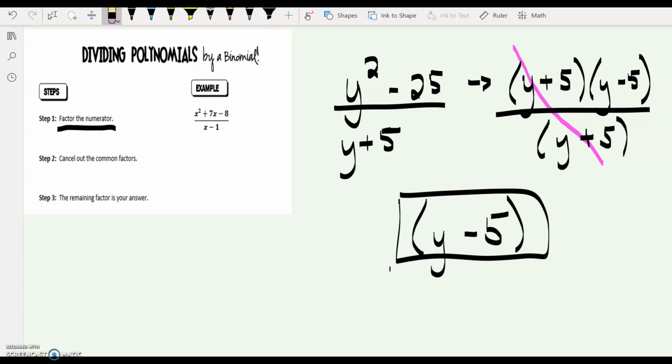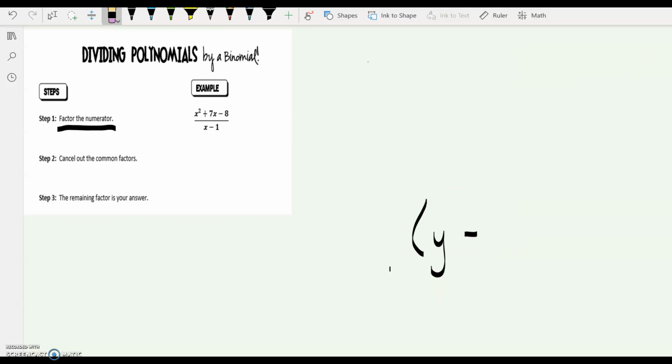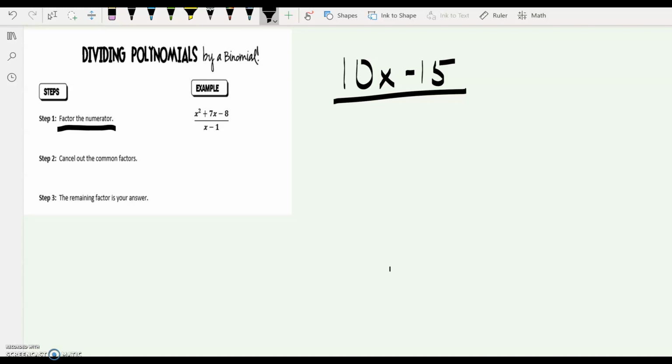Okay. Again, I will do quite a few more examples with different factoring techniques going on in the numerator. As you can see, that one was a difference of squares. Let's just see if I can find another one. This one's fairly elementary. 10x minus 15 over 2x minus 3.